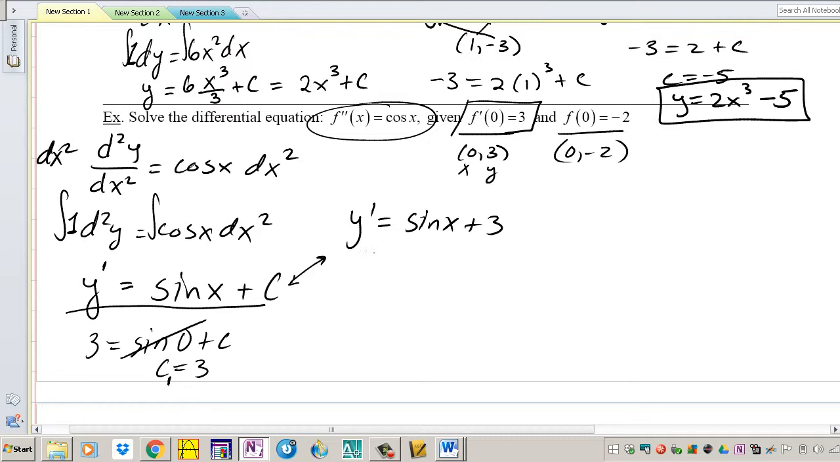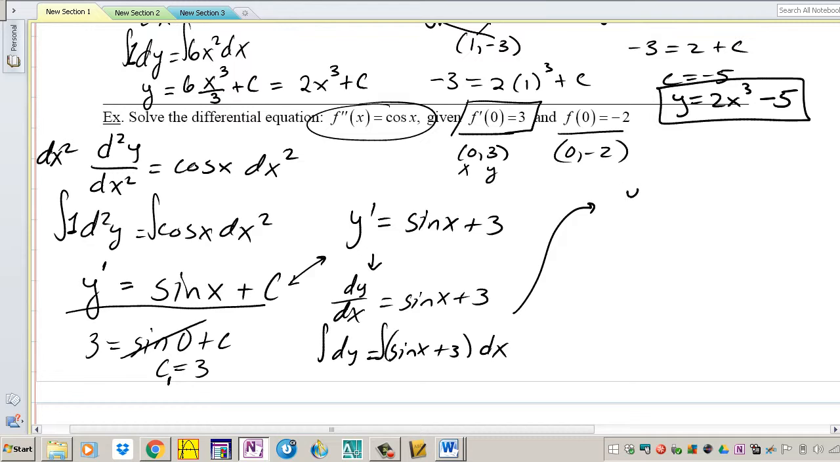Now let's repeat this process again. dy dx is equal to sine x plus 3. Let's go ahead and separate. dy is equal to (sine x plus 3) dx. Now integrate both sides so that the integral of dy becomes y. The integral of sine we know is a negative cosine. The integral of 3 becomes just simply 3x, and of course plus c.